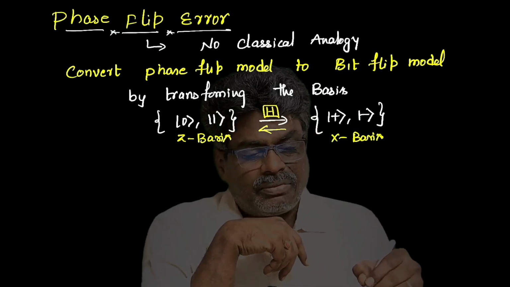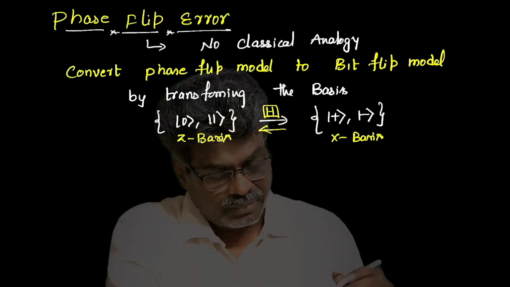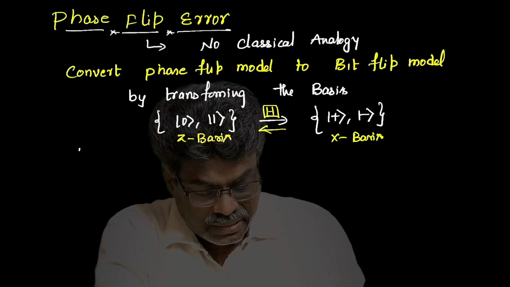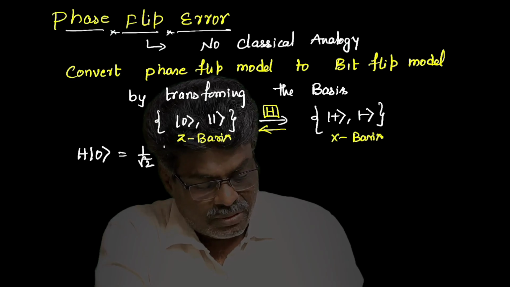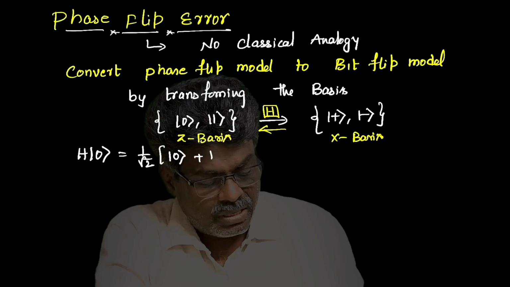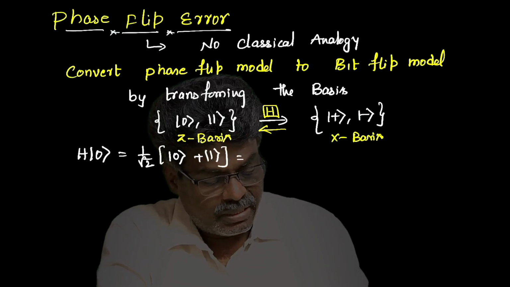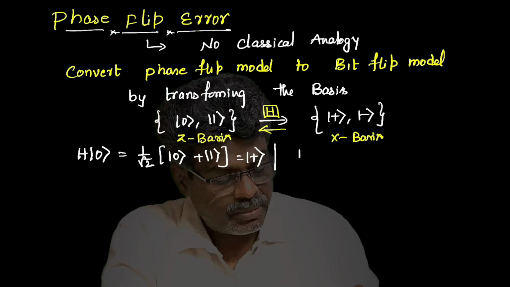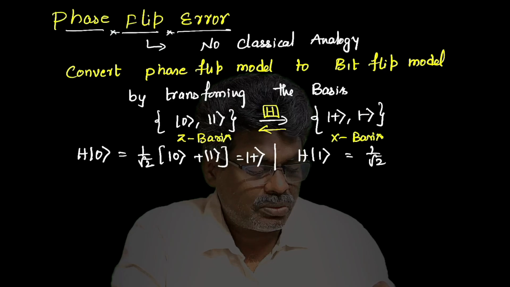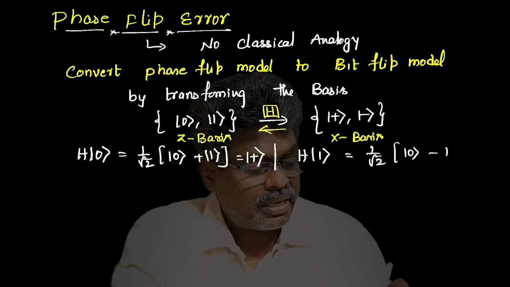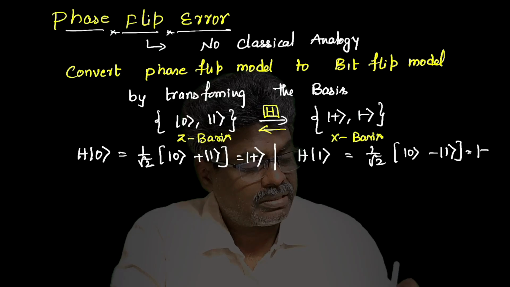Okay, so the first step, if you want we can take it like this. H operates on 0, we get 1 by root 2 times (0 plus 1), which is nothing but plus. And similarly H operates on 1, we get 1 over root 2 times (0 minus 1), which is nothing but minus.